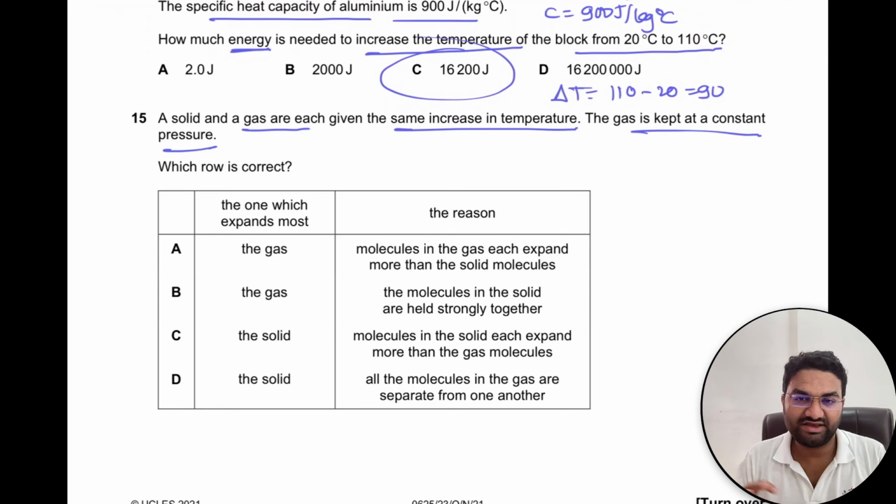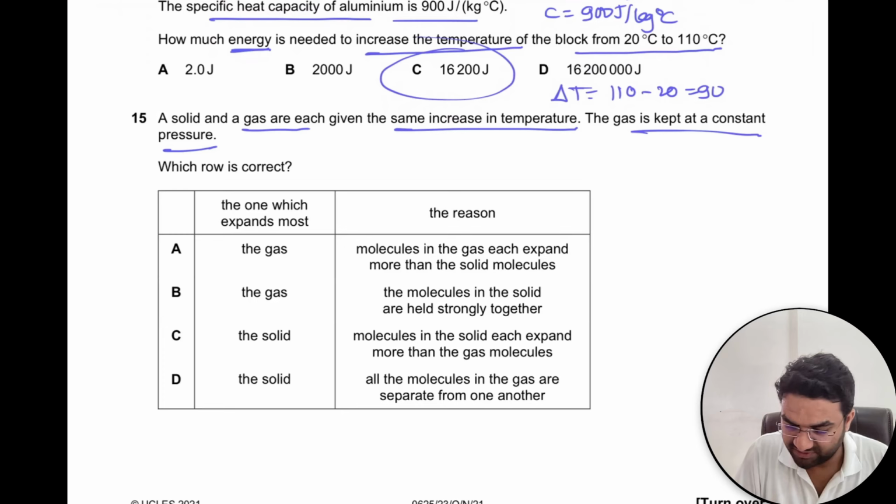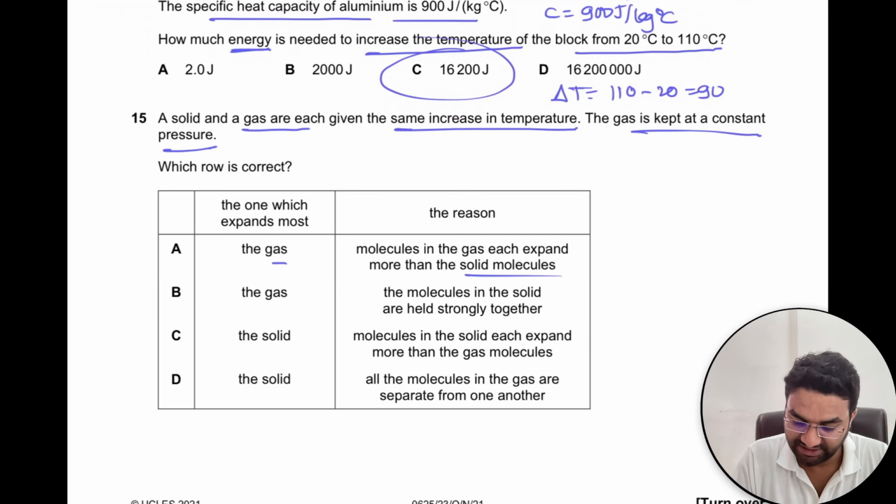We know the particle model theory of gases, we have to recall here. Okay, solid and gases. If you increase the temperature of a gas, it will expand more compared to a solid, isn't it? In a solid all the particles are stuck together, so there is less space to expand, isn't it? So a solid expands less compared to a gas. So this is the option that we have to find here. The first one is gas: the molecules in the gas each expand more than the solid molecule. This is not correct, it doesn't make sense.